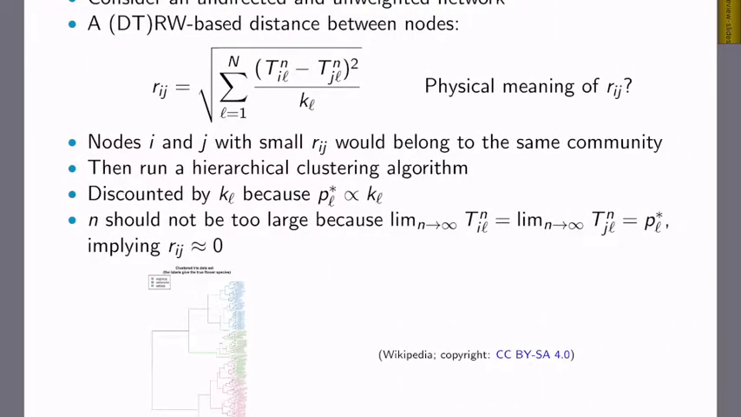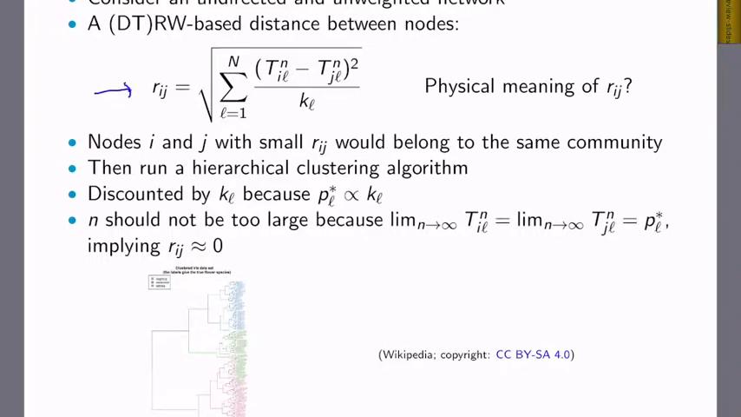So the walk trap may not be necessarily the most famous, but it's easier to explain. So let me start from this. Let's consider the undirected and unweighted network for simplicity. And then the authors defined the distance between nodes in this way.